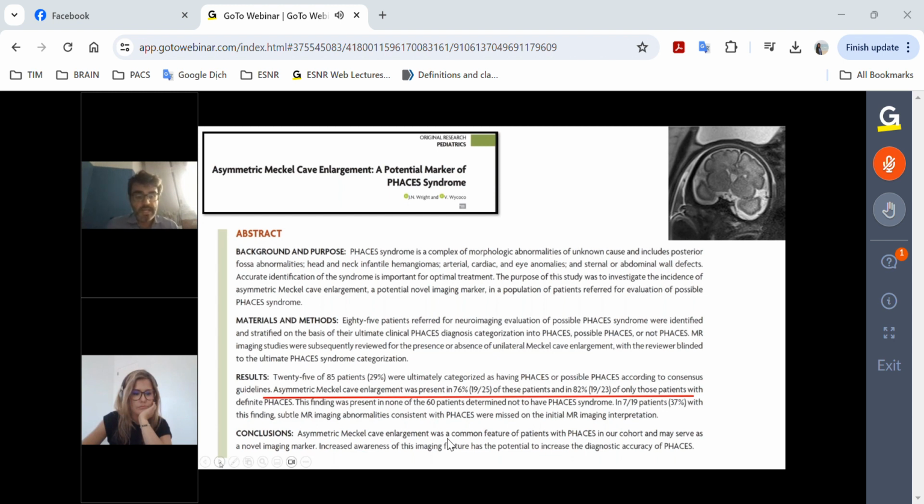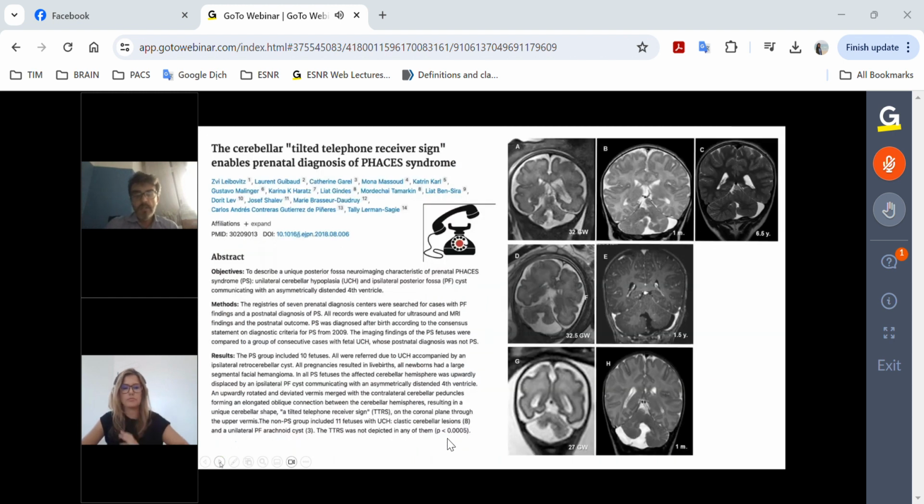This paper says that asymmetric Meckel cave enlargement can be detected in up to 76% of patients with PHACE syndrome. So, does this patient have PHACE? Well, let's look for other signs.